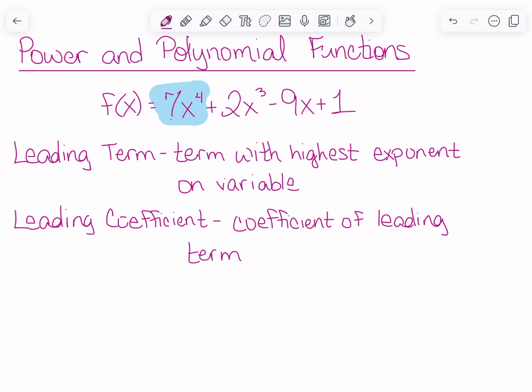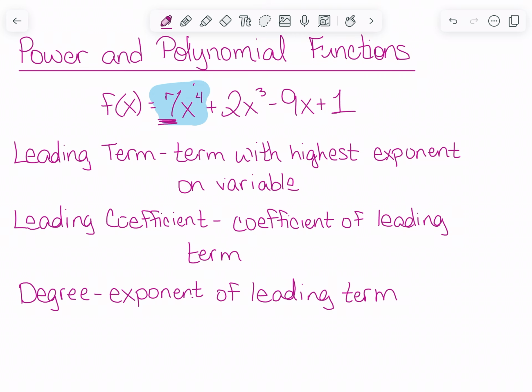Next is the leading coefficient. This is the coefficient of the leading term. So for this polynomial, we've already defined the leading term to be 7x to the fourth. So the leading coefficient would be the 7 that is out front in that term. Finally, the degree of a polynomial is the exponent on the leading term. This is going to be the largest exponent on a variable. So in this particular polynomial, 4 would be my degree.